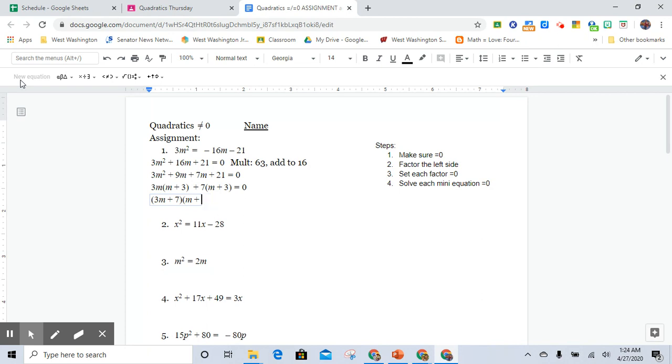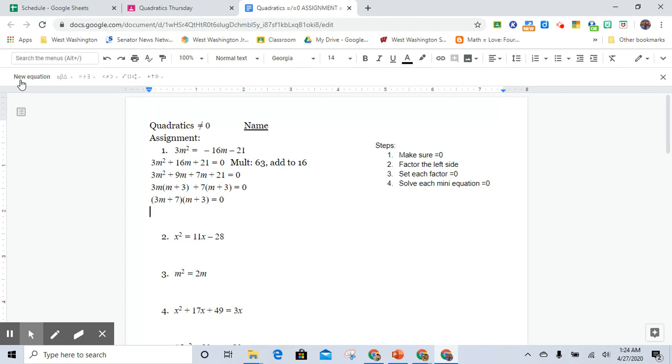And both of those need to be set equal to 0. And when we do that, we get two answers. We get m equals negative 7/3 and m equals 3. I'm sorry, negative 3, because when we subtract 3 from both sides on this one, it becomes a negative.